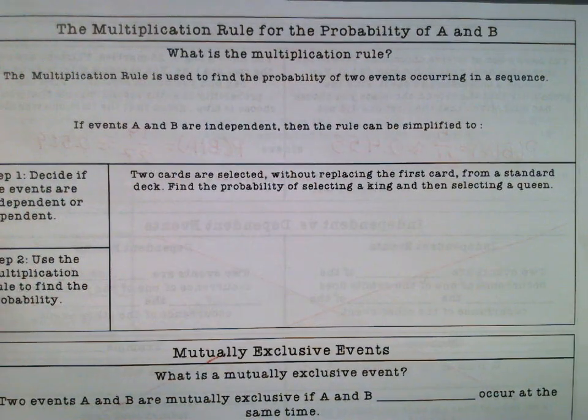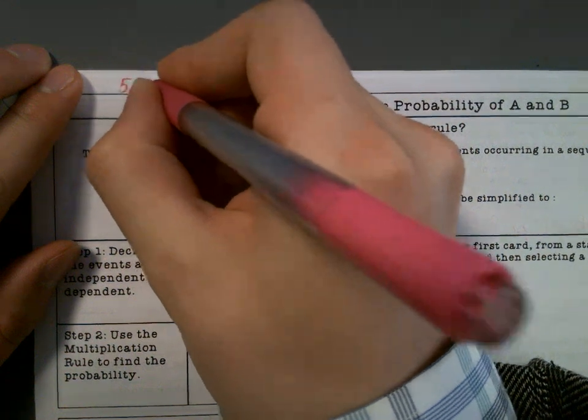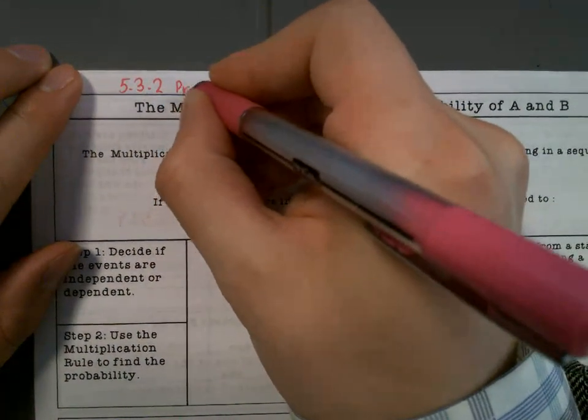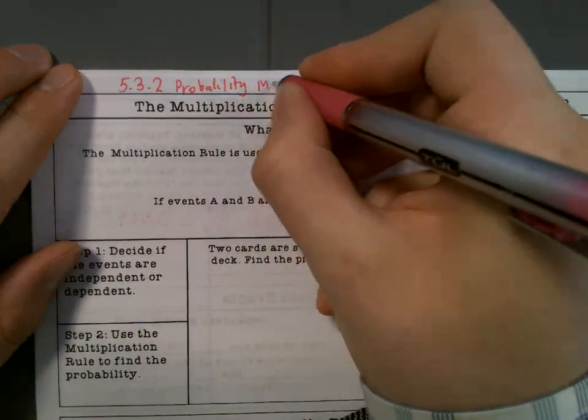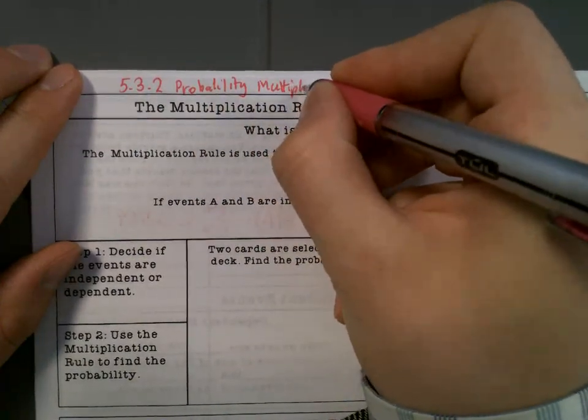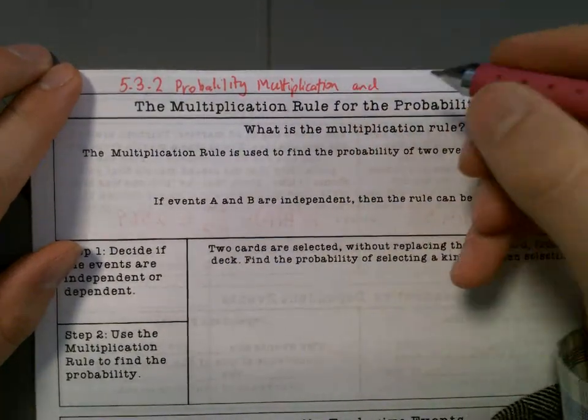All right, so we are going to be starting today. This is unit 5.3.2, probability, multiplication, and exclusivity.